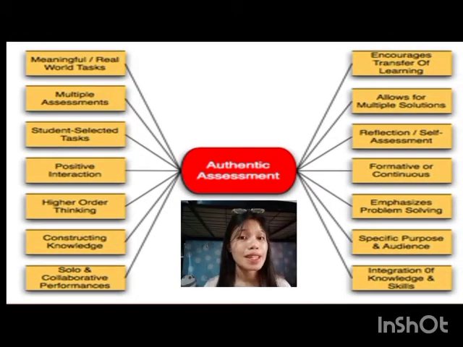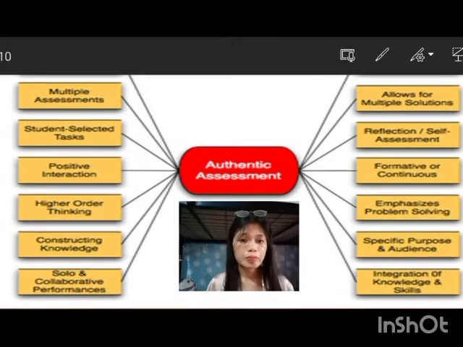Next to multiple assessments is the student-selected task. This kind of characteristic is making sure that the assessments or tasks to be done by the teacher should be known in advance to the students as much as possible. And this is done so for the reason that there will be nothing to assess if the students themselves do not know or weren't even thought of such thing that the teacher wants to assess.